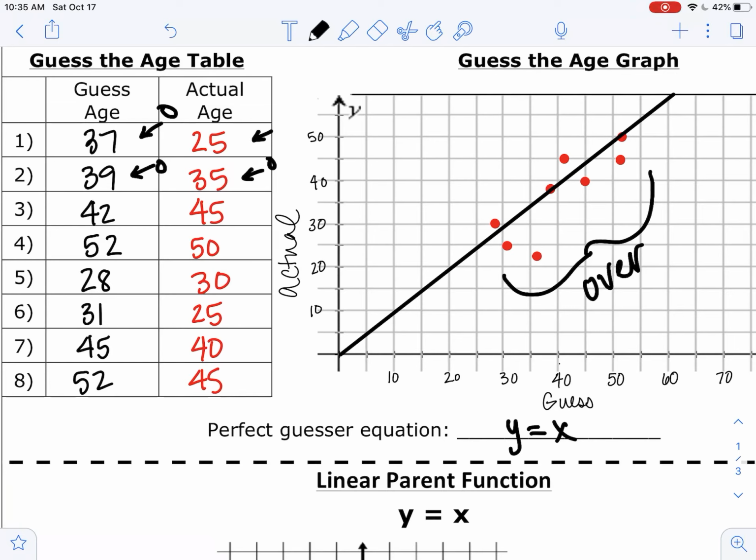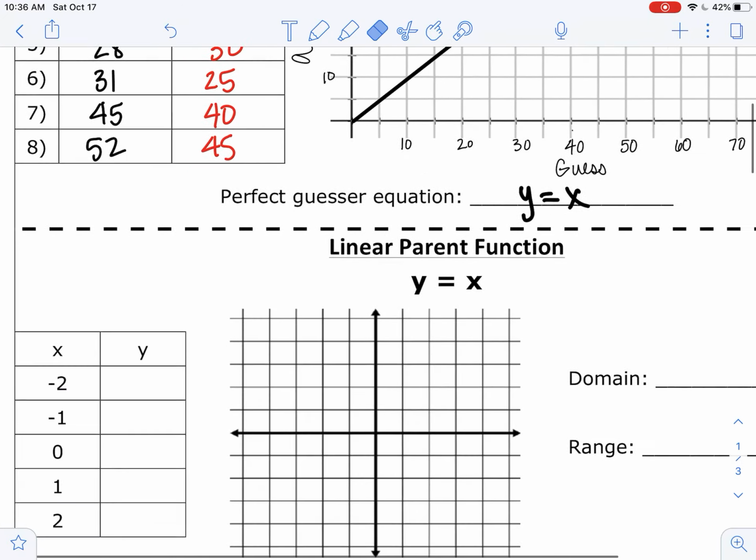And here's why that is. You have to take into account what your x-axis is and what your y-axis is. So in this case, our x-axis is our guess age and our actual is over here. So it's really important to pay attention to your x and your y-axis and what they mean as we go through our linear functions. But again, most of my points are underneath the line, so we are an overguesser, whereas if I was an underguesser, then they would be on the top of my line. So that's just a little intro to our linear functions and give you some practice.